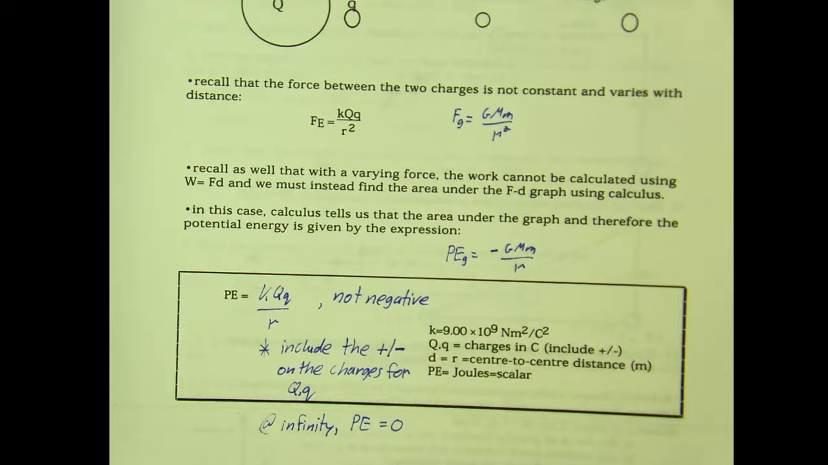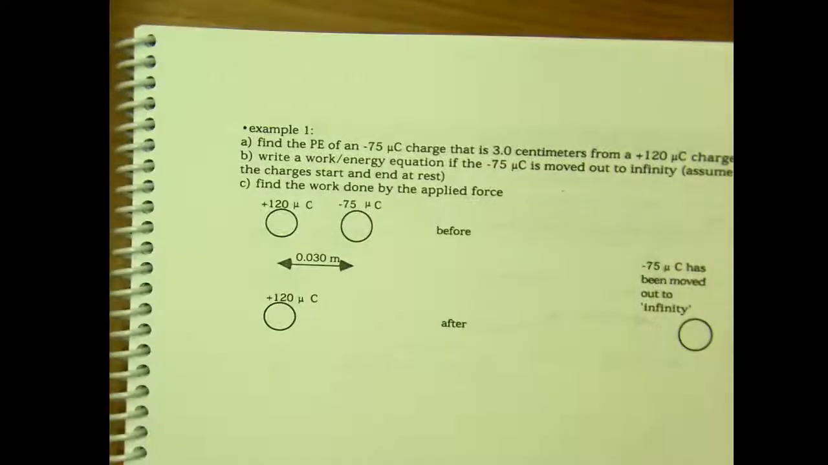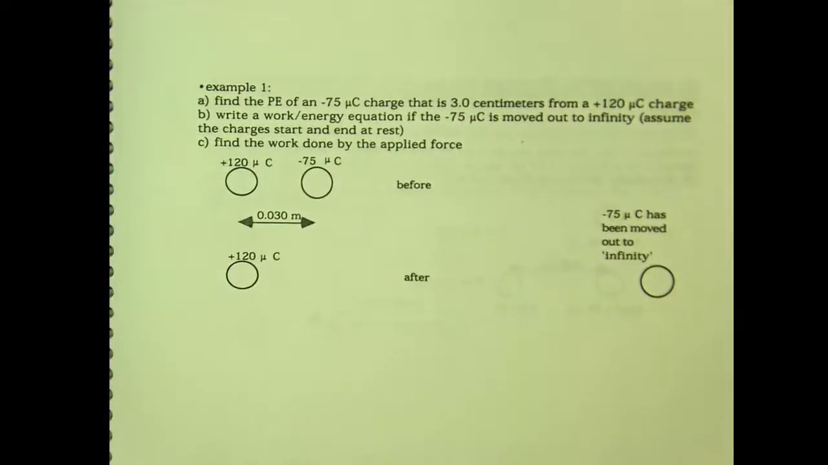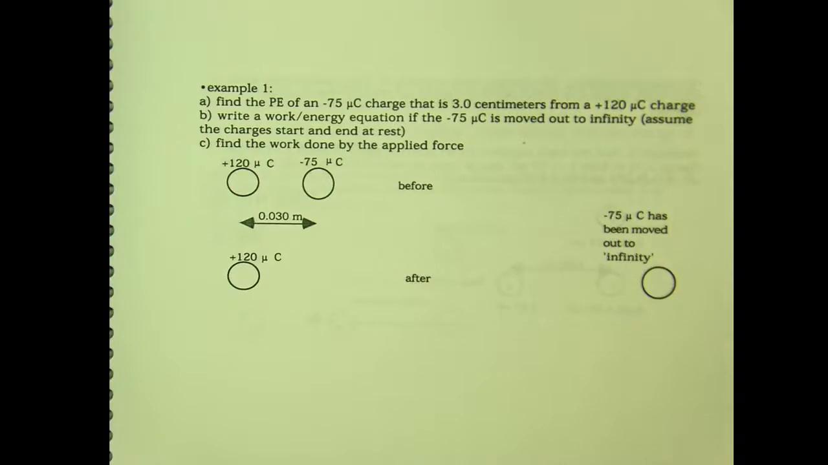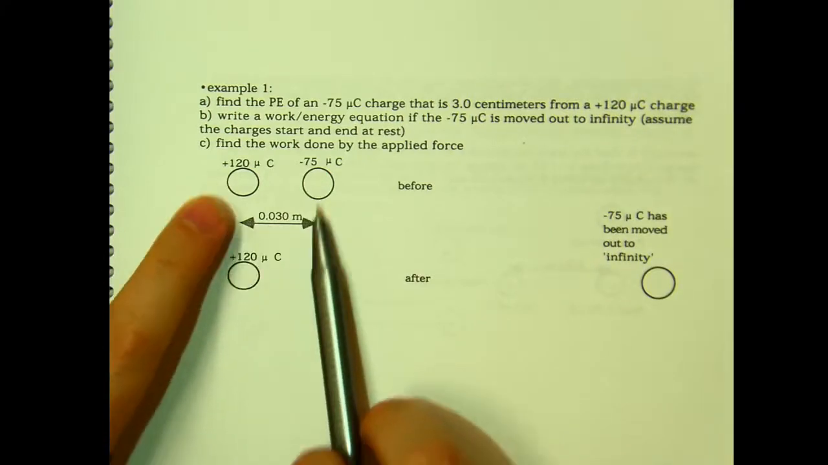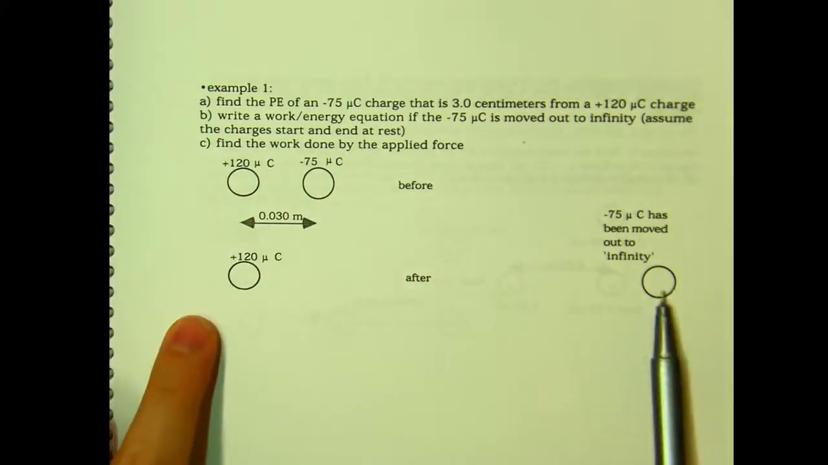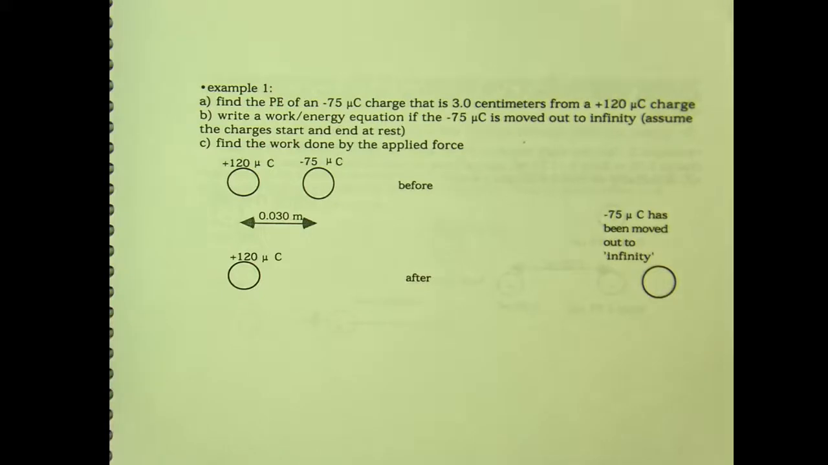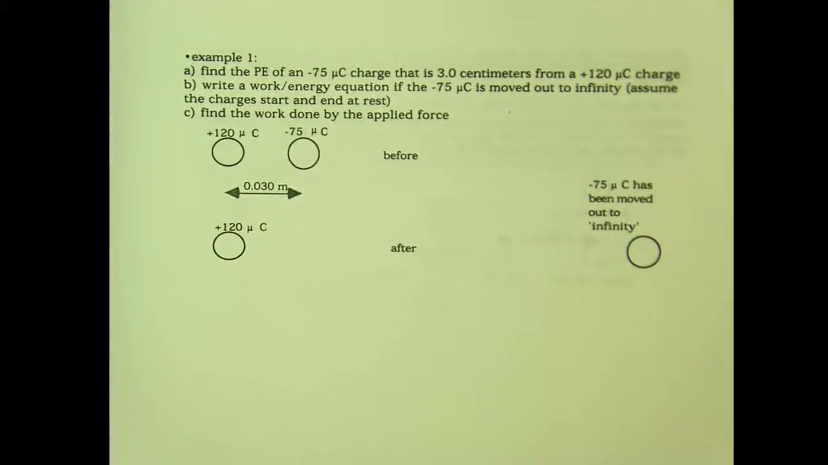So let's just jump into it. We want to find the potential energy of a 75 microcoulomb charge that is 3 centimeters from a 120 microcoulomb charge. And we want to write the work energy equation, and we want to find the work done by the applied force. So we're just going to go straight to the end. This was the original setup. We had them 0.03 meters apart. And afterwards, we've moved this one out to infinity, infinitely far away, and we want to know how much work was done to make that happen.